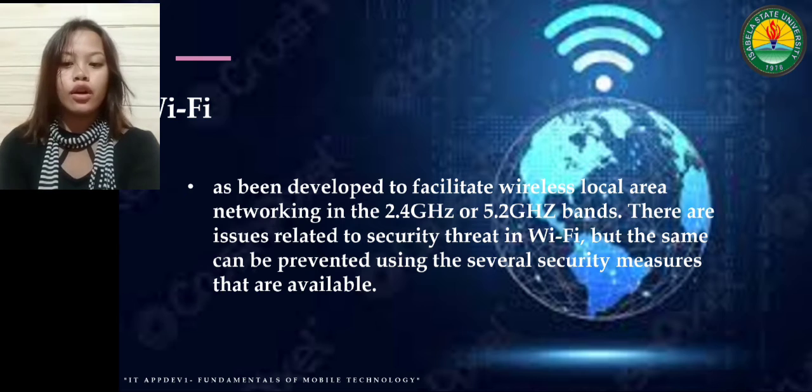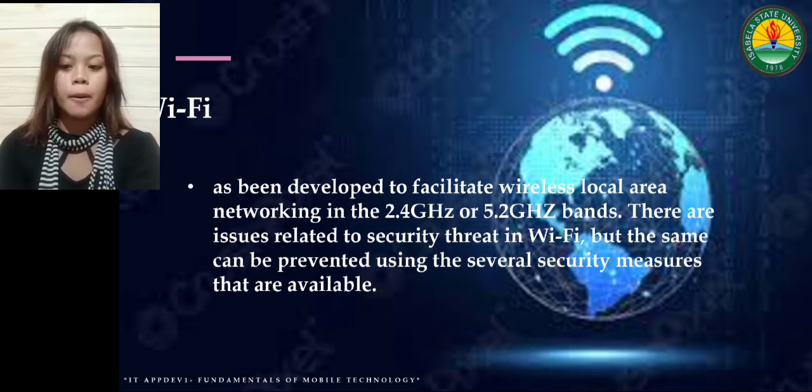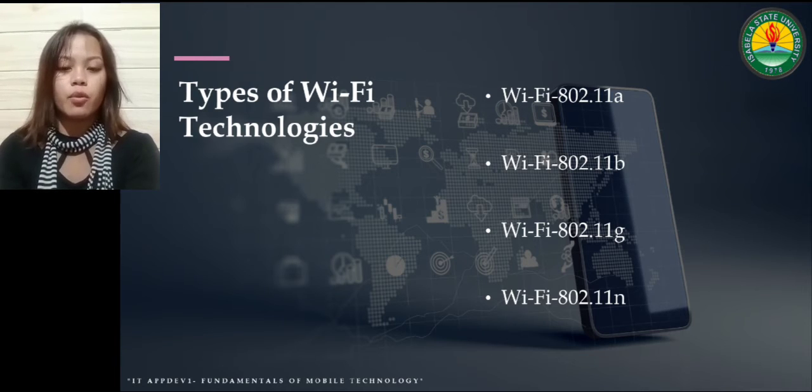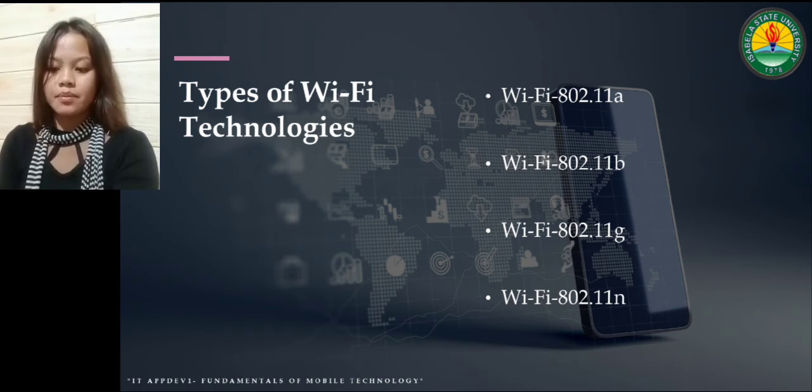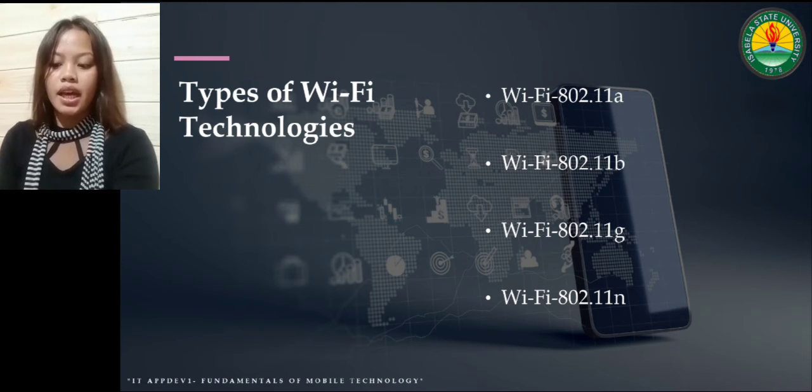So let's now move on to the types of Wi-Fi technologies. Here in our PowerPoint presentation, we have 4 types of Wi-Fi technologies. So let me begin with the first one. Wi-Fi 802.11a was the first version in the IEEE 802.11 series of Wi-Fi or wireless fidelity systems. It defined a Wi-Fi format for providing wireless connectivity in the 5 GHz ISM band to give raw data speeds of up to 54 Mbps.